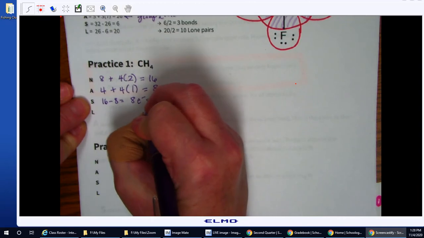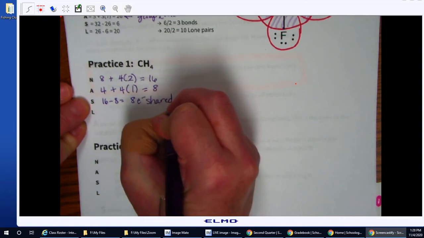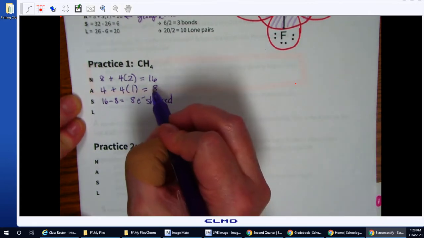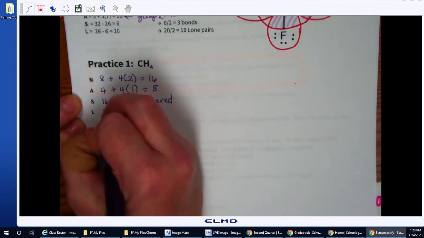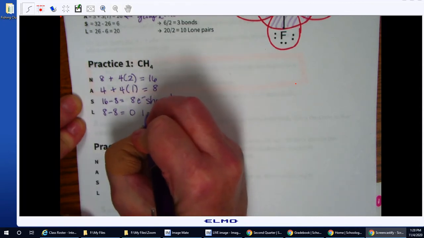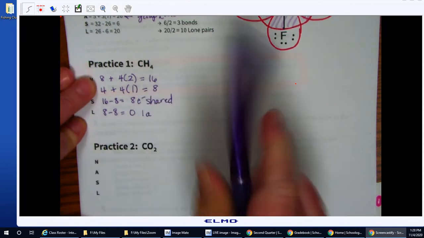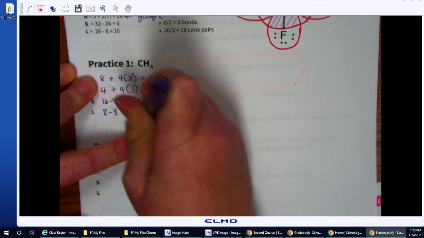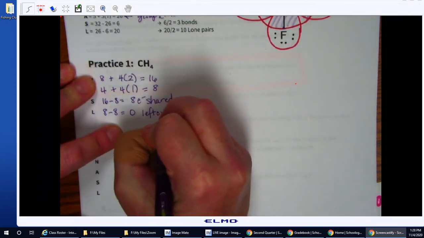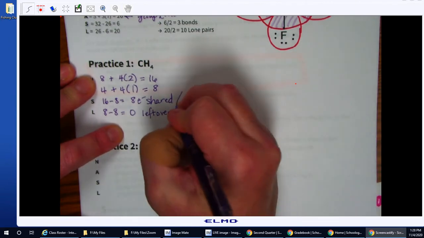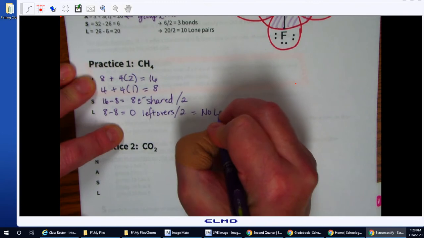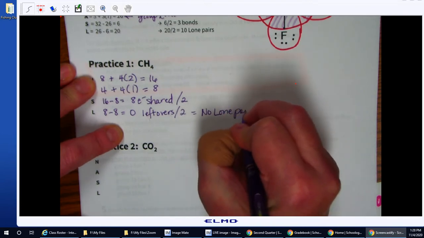And that means that I have to share 8 electrons between the carbon and the 4 hydrogens. Now, subtract 8 minus 8. There are 0 lone pairs. 0 leftovers. I should say leftovers first. Then you divide that by 2. Again, that's no lone pairs.